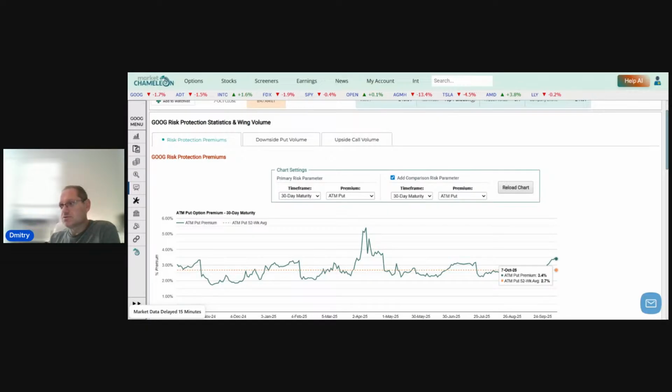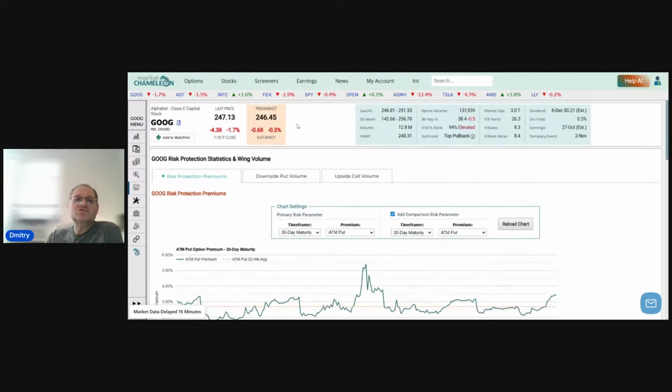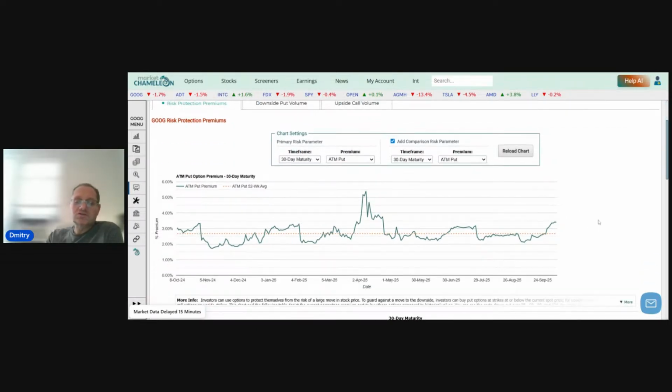So think of it as an insurance policy. For every $100 you want to insure, it's $3.40. You want to insure 1,000, it's $34 and so forth. That's how you think of it. We're doing it in percentage terms. If you want to convert it to dollar terms, for every $100, $3.40. So if the stock is 247, you multiply it by 3.4. That's the cost of the put.